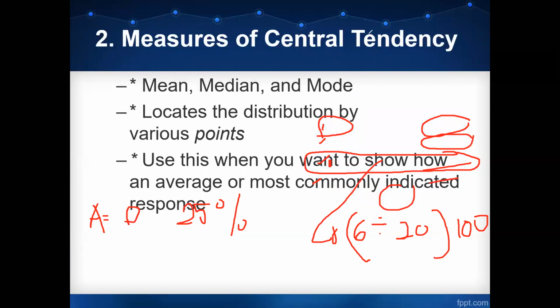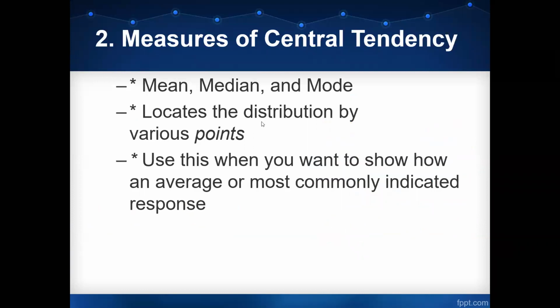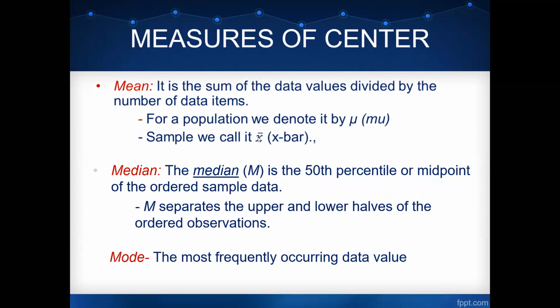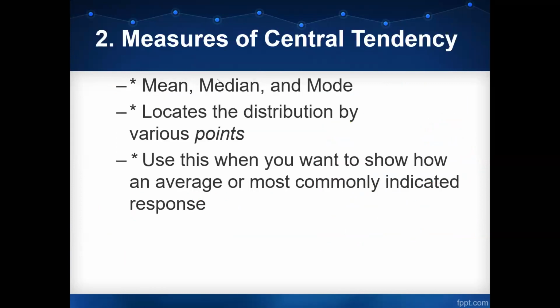So next, the number two kind or type of descriptive statistics. Everybody please read. This is what? Measures of central tendency. This measures of central tendency has three kinds: the mean, median, and mode. It locates the distribution by various points.